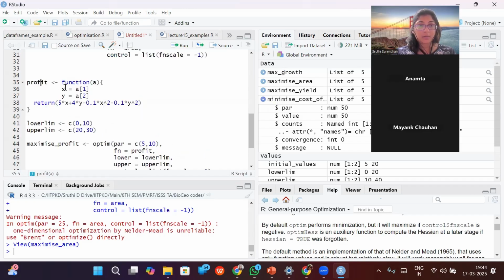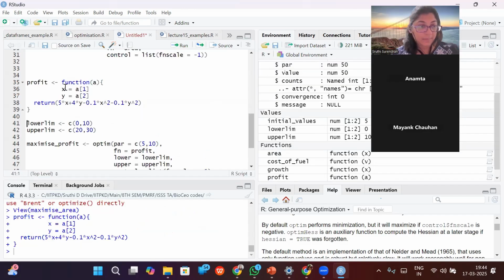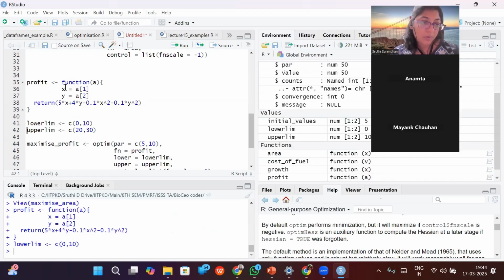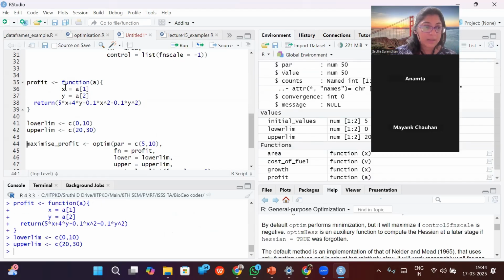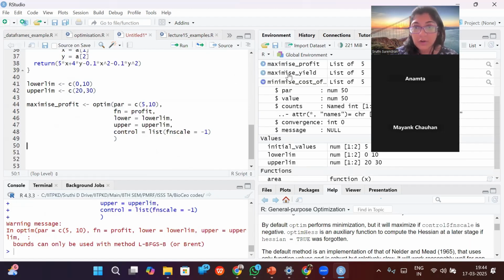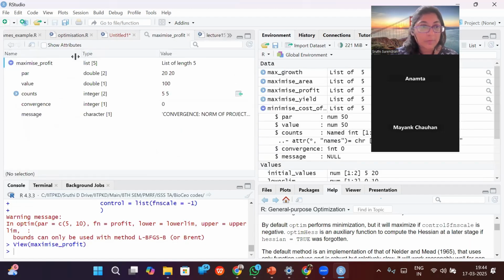Now let's run this code. We ran the function, there is no error. With the lower limit and the upper limit, it's just a warning, maximize profit. We get that for the parameter values x and y, 20 and 20, the profit will be 100. So this is the maximum profit you can get with an optimal value of 20 and 20 for x and y.